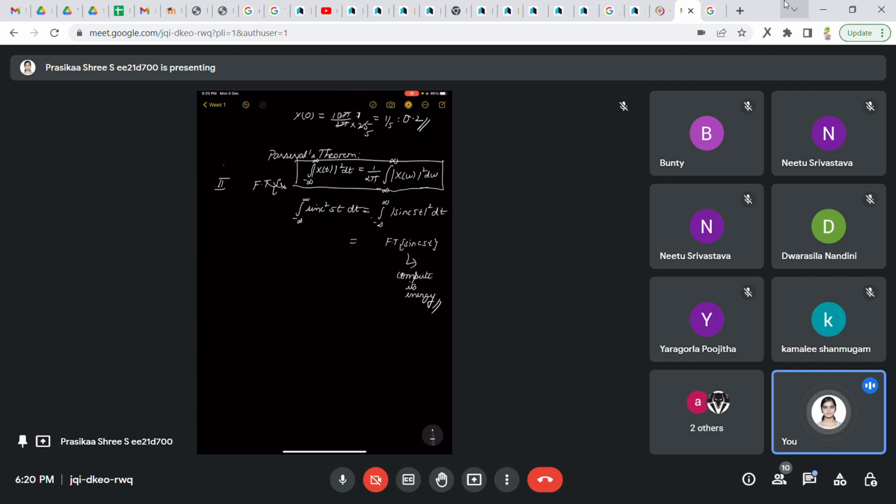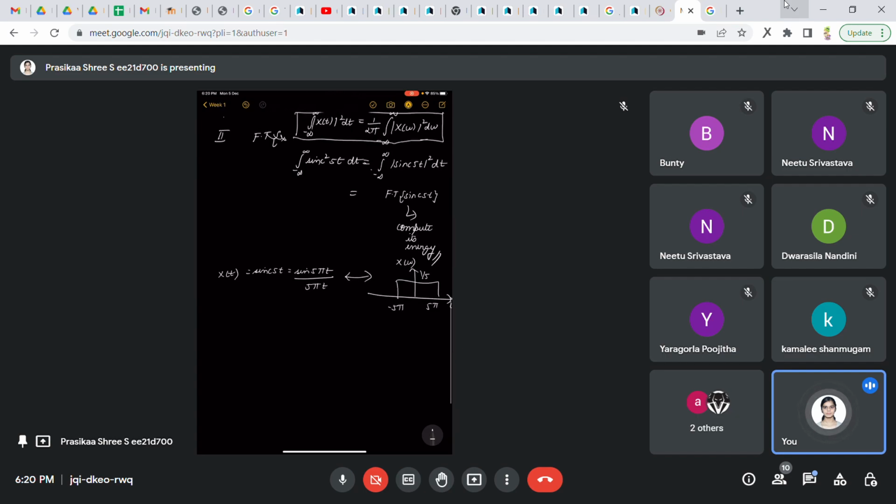You can do this way also. How you can do this? Sinc 5t is equal to sine 5 pi t by 5 pi t. So we know, as I just told you, this is from minus 5 pi to 5 pi, with amplitude 1 by 5, this is omega. So let us have it as X of omega and this is x of t.